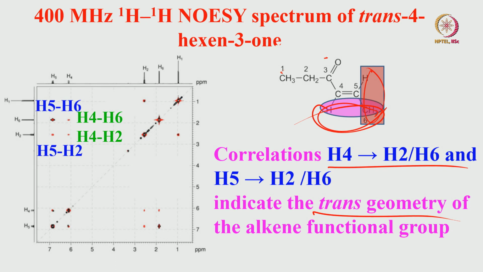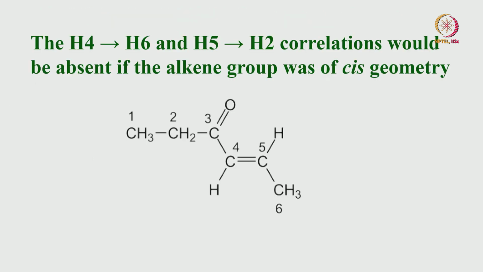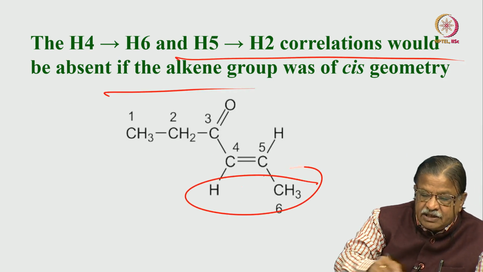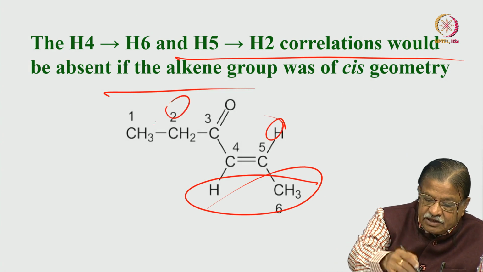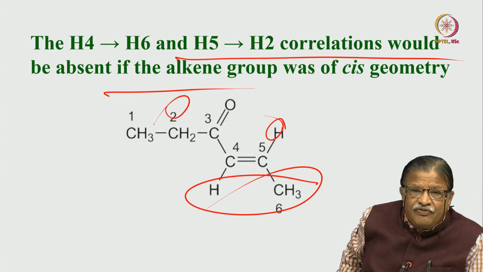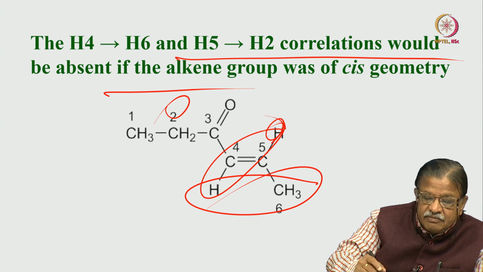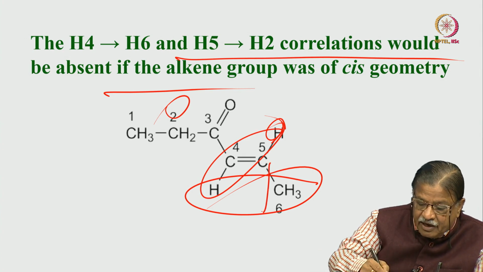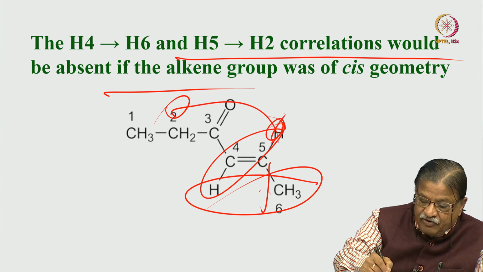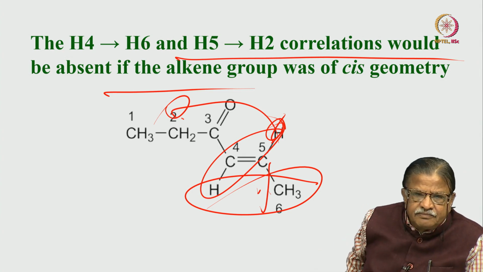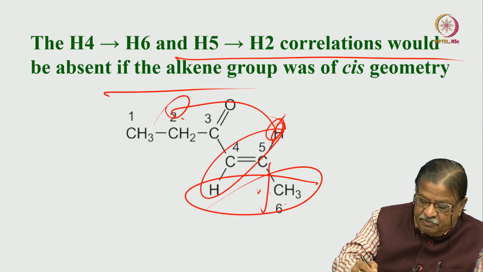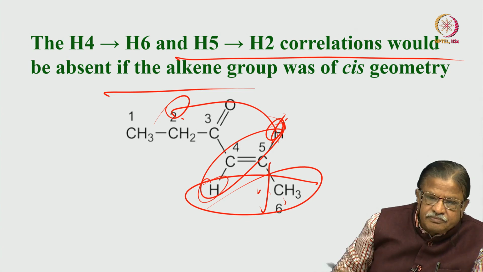This indicates the trans geometry for this alkene functional group. So now you know the H4 H6 and H5 H2 correlations would be absent. This correlation would be absent if this group were to be cis, because this H would come here, then CH3 would be here, and then the H5 and H2 correlation would not be seen. Similarly, the H4 H6 correlation would not be seen because this will be trans to this one.